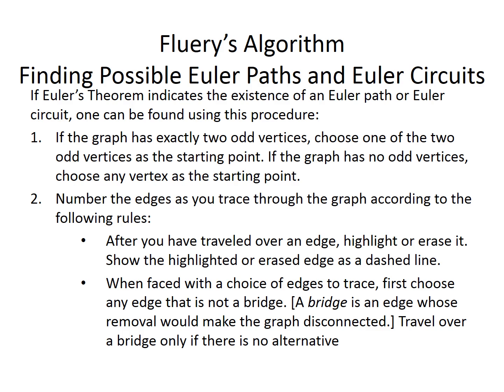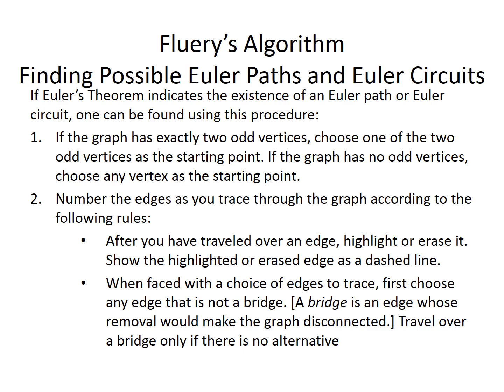So Fleury's algorithm, finding possible Euler circuits and Euler paths. If Euler's theorem indicates the existence of an Euler path or Euler circuit, one can be found using this procedure. If the graph has exactly two odd vertices, choose one of the two odd vertices as the starting point. If the graph has no odd vertices, choose any vertex as a starting point. And then number the edges as you trace through the graph according to the following rules.